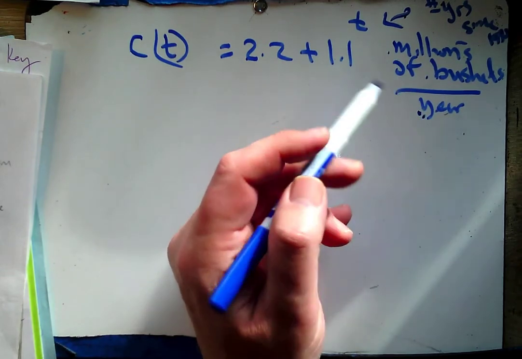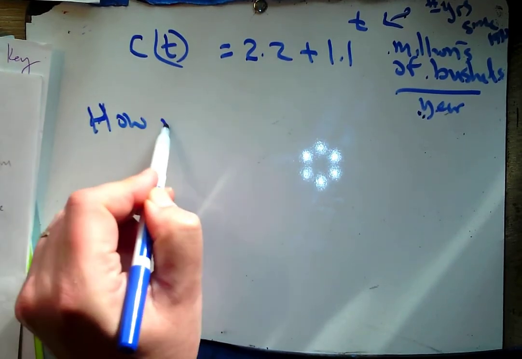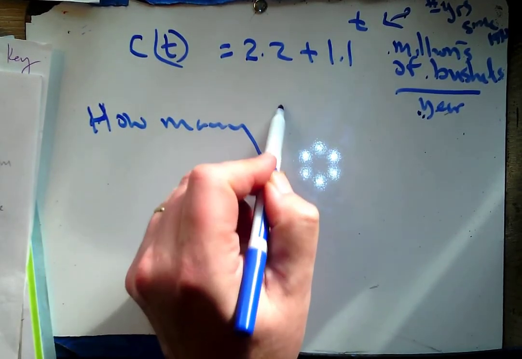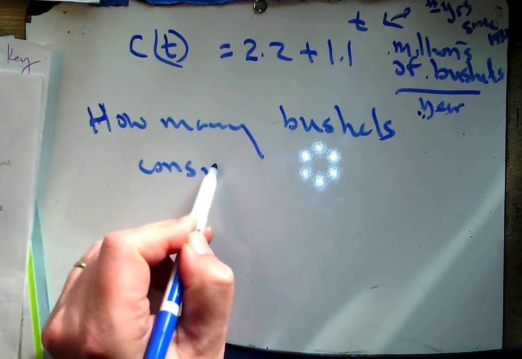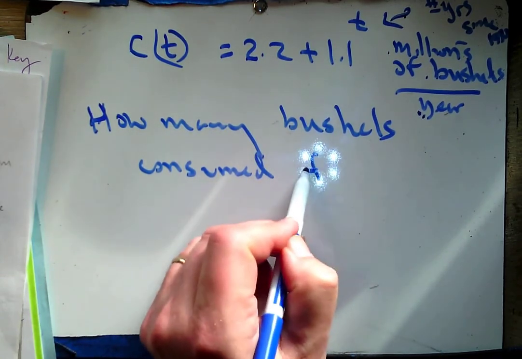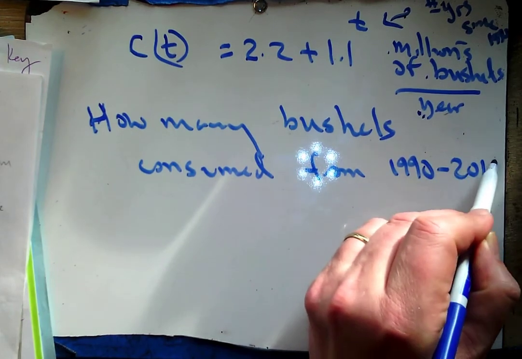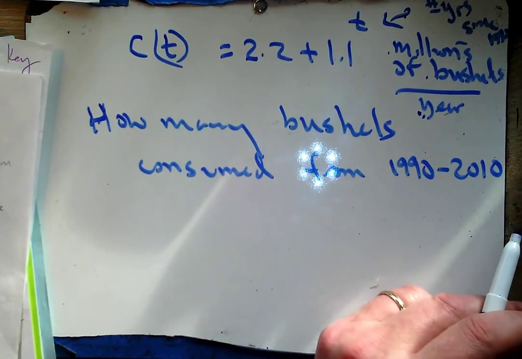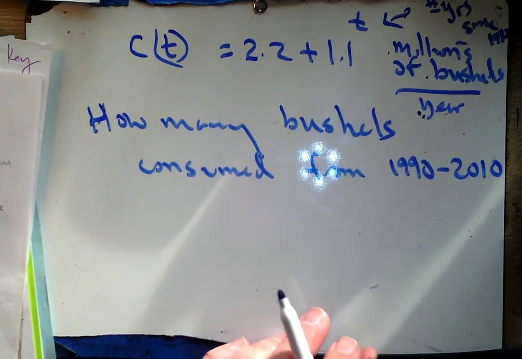Okay. So, I want to know how many bushels consumed from 1990 to 2010. Okay? So how am I supposed to think about this? What am I supposed to do here? Any thoughts about that?